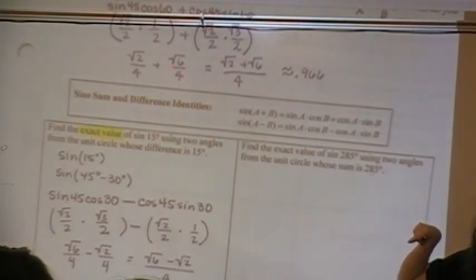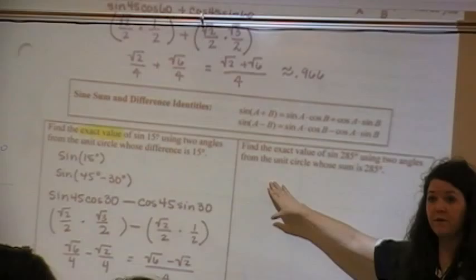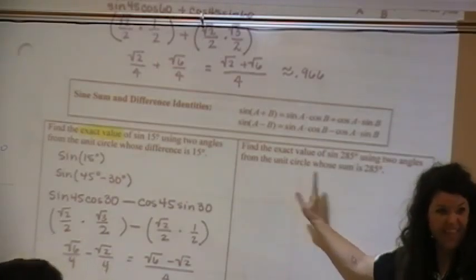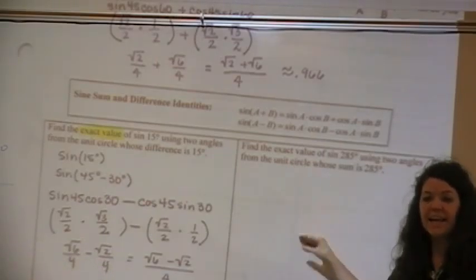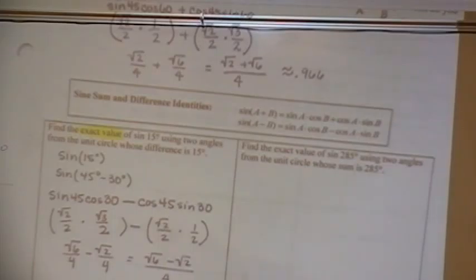150 and 135. So you're going to do sine of 150 plus 135, that equals 285. Plug it in and you do real quick. I have to call my advisor real fast. And y'all, you do, and then we'll see if we get the same answer.